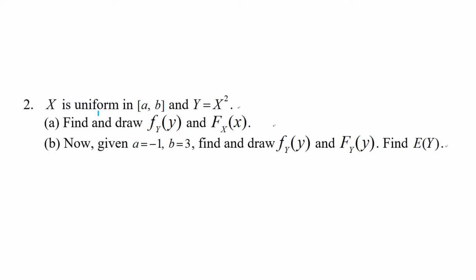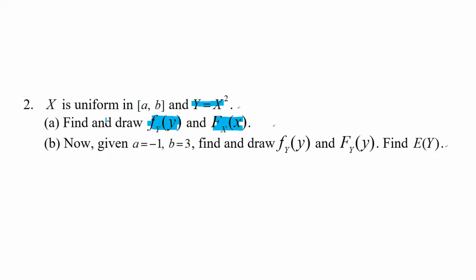X is uniform in the range between a to b, and y equals the square of x, which describes the relationship between the variable x and variable y. The first question is to find and draw f_Y(y), the probability density function of y, and F_X(x), the distribution function of x, like here.